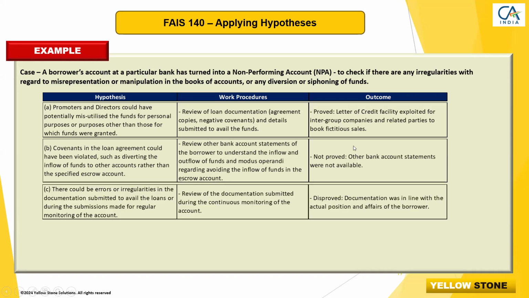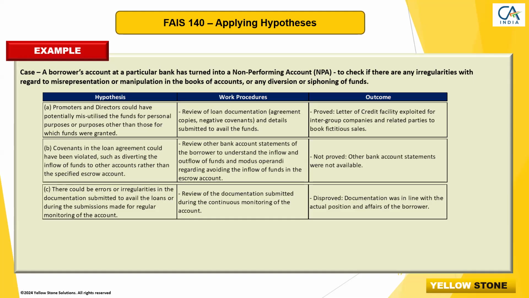There could be errors or irregularities in the documentation. If there could be errors, then review the document submitted and disprove it, because the documentation was not in line with the actual position and affairs of the borrower. So as I mentioned, this is just an example of what is proved, what is not proved, what is disproved.